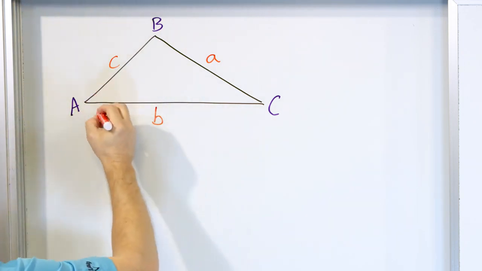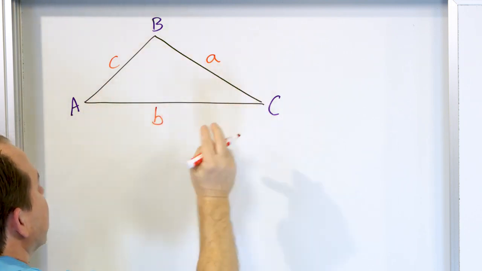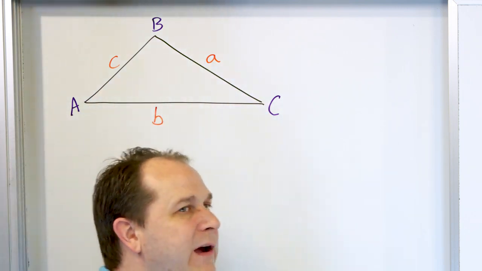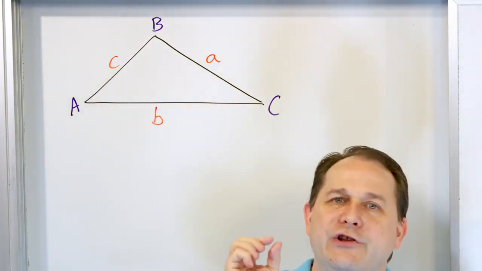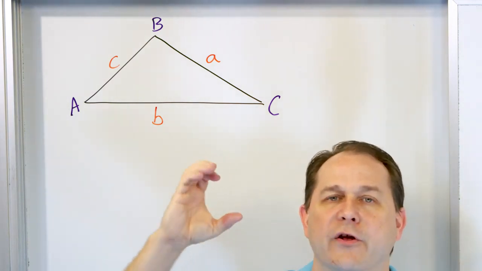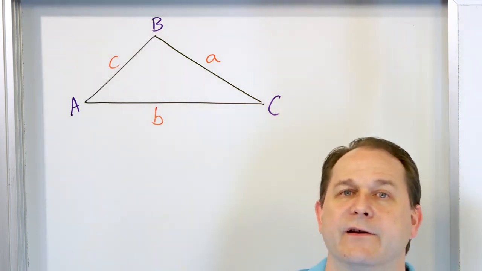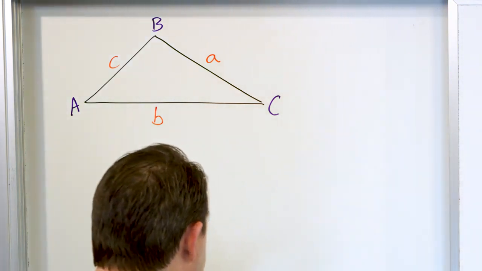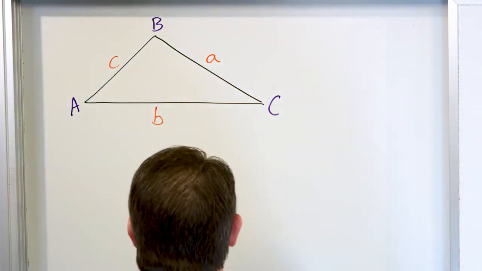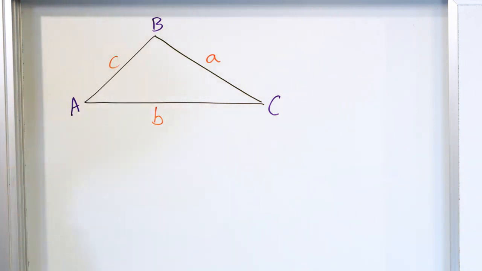We could put the angle marks in here, and you can do that, but when you draw enough triangles, you stop doing that after a while. You know that capital letters on the corners are the names of the angles, and the lowercase letters on the sides of the triangle are the lengths of the sides. All right, now this is a general triangle. It's obviously not a right triangle.